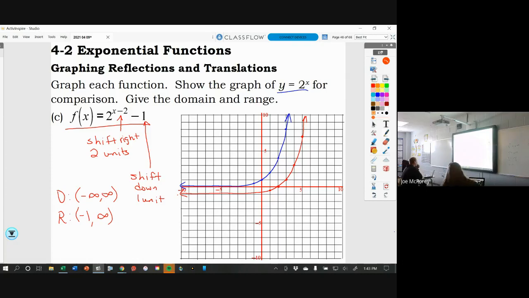Okay. So the horizontal asymptote moved down 1 unit. Domain stayed the same. Questions?